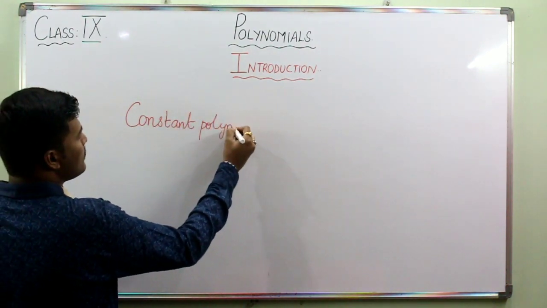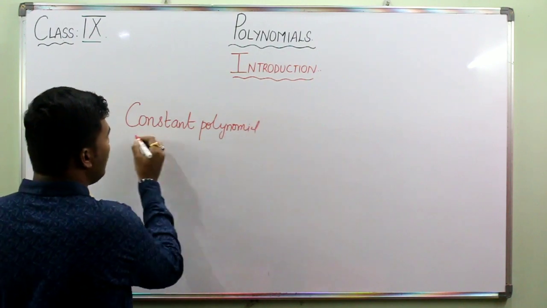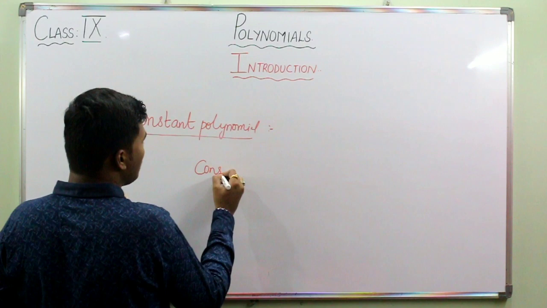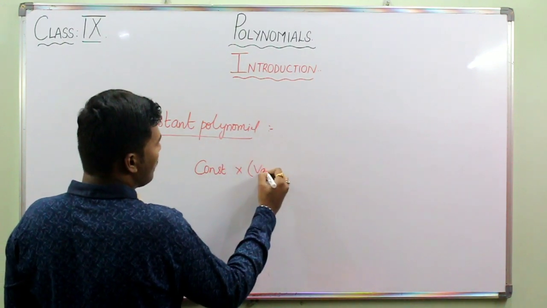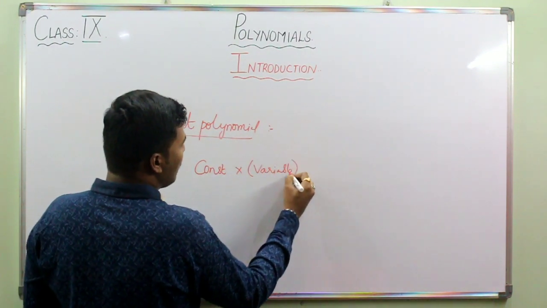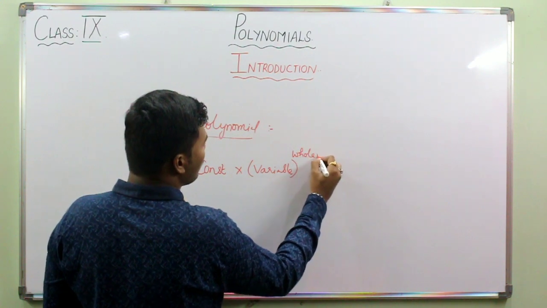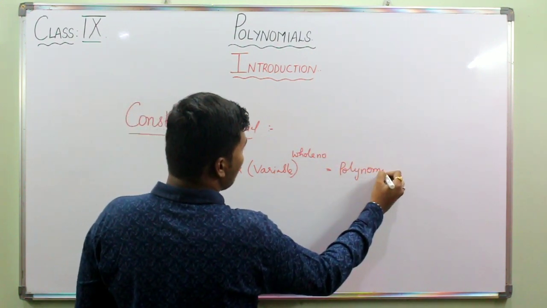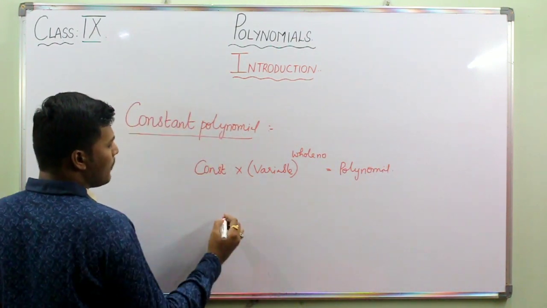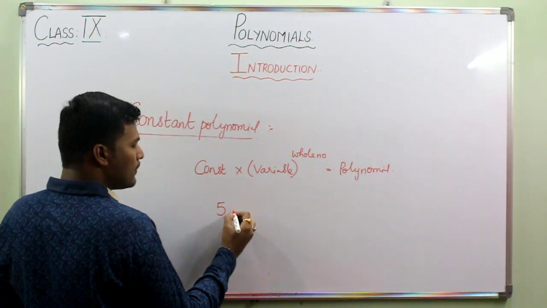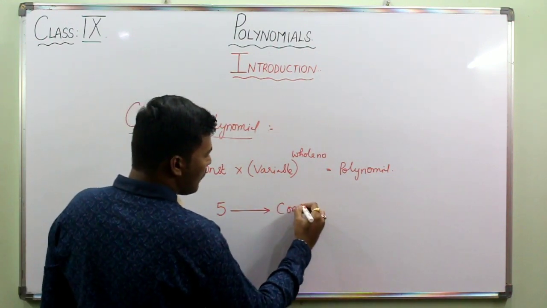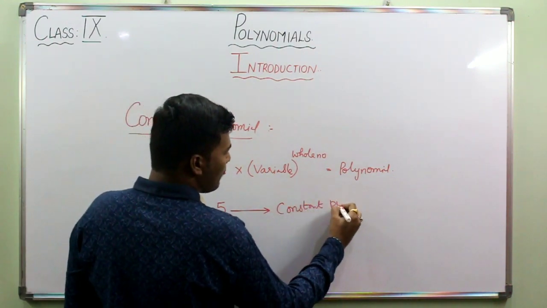Okay, what is this constant polynomial? What is the general form of a polynomial? I said it is a constant times a variable to the power of a whole number. So what is a constant polynomial? Suppose I have only 5, this 5 is called a constant polynomial.